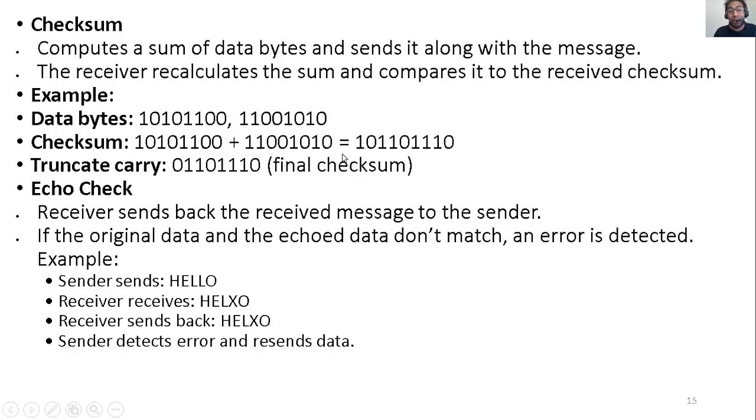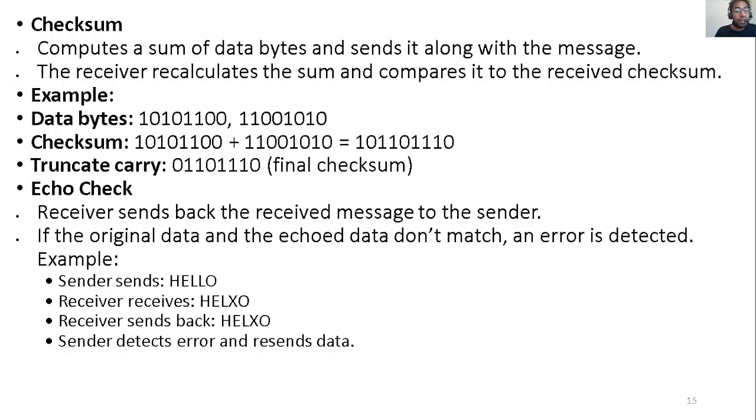So the leftmost value is the carry bit, so we truncate it, we discard it, because it is a ninth bit. So we only consider the 8 bits as the checksum value. When it reaches the receiver's end, he must calculate the same checksum. If his answer is also the same after truncating the carry, then obviously there is no error in the data.